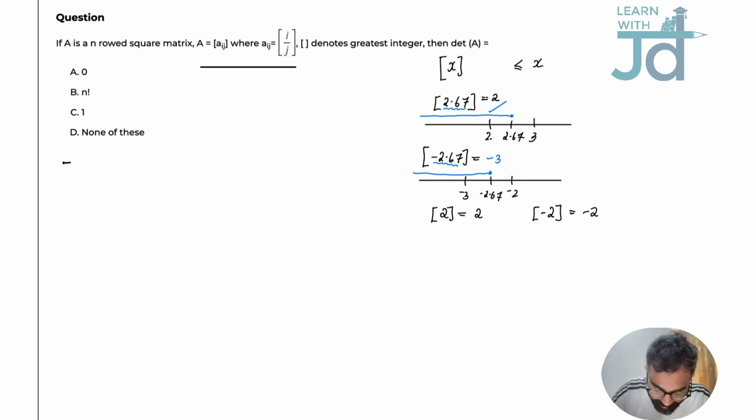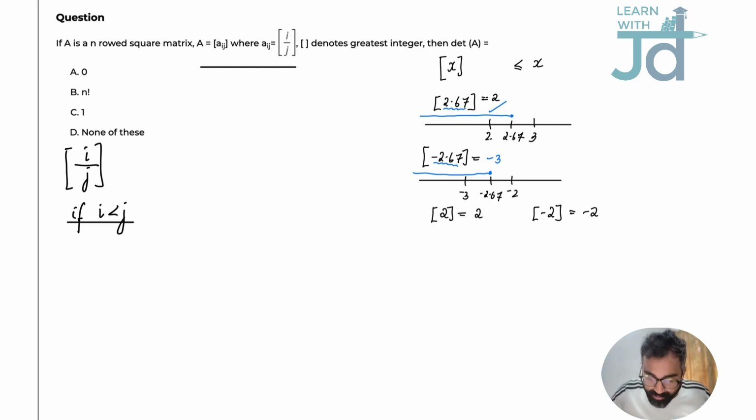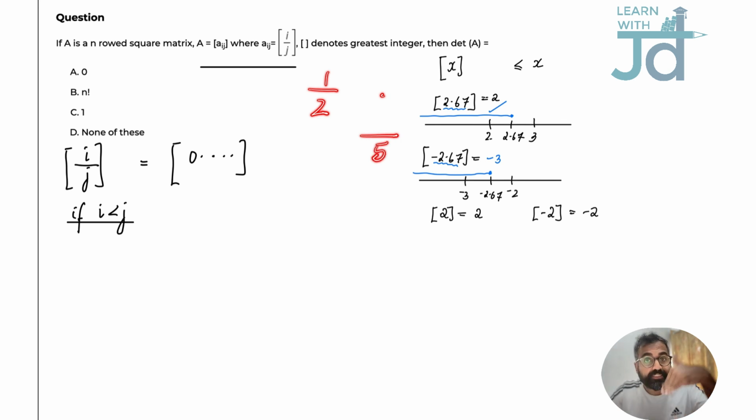So here, first I divided by j, then took the greatest integer function. Now you tell me, if i is less than j, that is, if j is greater than i, then whatever is inside will be 0 point something, right? Meaning when the numerator is smaller and the denominator is bigger, for example 1 by 2, or take 5 in the denominator and a number less than that, like 4, this is anyway going to be less than 1, 0 point something.